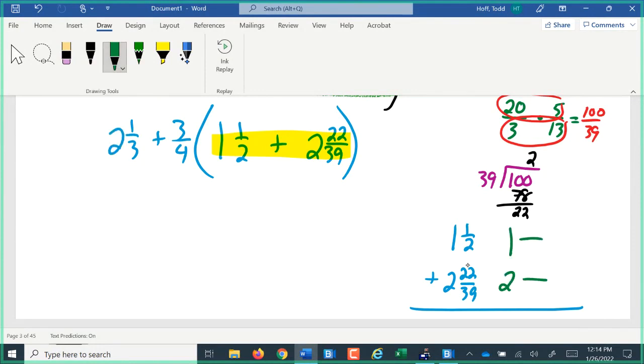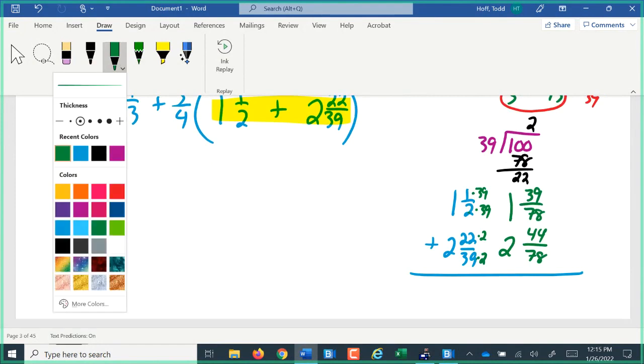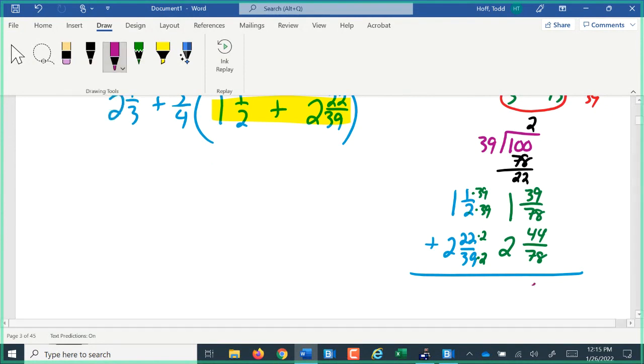2 times 39 is 78. That actually is our least common denominator in this situation. 2 is multiplied by 39 to make 78, so 1 times 39 is 39. 39 is multiplied by 2 to make 78, so 22 times 2 is 44. Go ahead and add. 39 78ths plus 44 78ths is what? 83 78ths, which is 1 and 5 78ths.